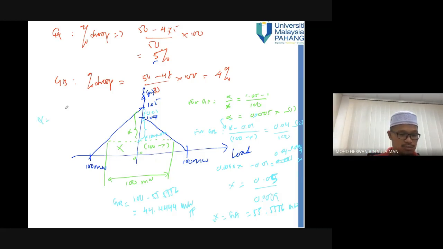Alpha is 0.0005 times 55.5556. So 0.00278 per unit. So you dapat you punya common frequency alpha. Your common frequency is 1.05 minus 0.0278.